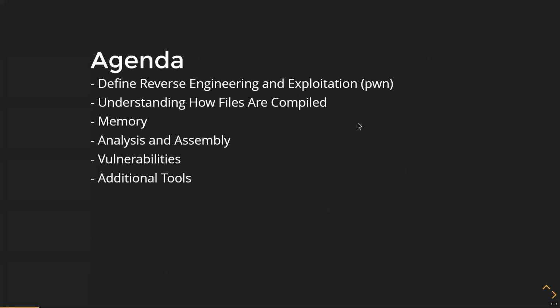And this is just a simple agenda. I'm going to go through some definitions so you have a clear picture of what reverse engineering and exploitation is. We'll go through how files are compiled. We're dealing with compiled files when we're doing reverse engineering and exploitation, since we're focusing a lot on C programs throughout this presentation. We'll also go through how memory is laid out, how things are stored in memory, some analysis and assembly techniques, then some vulnerabilities, and then some tools that you can use to actually get started.